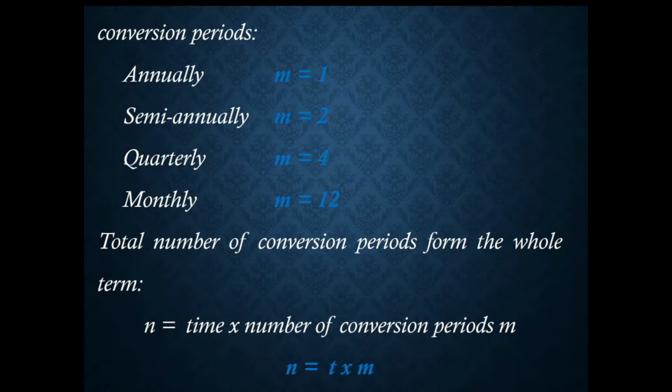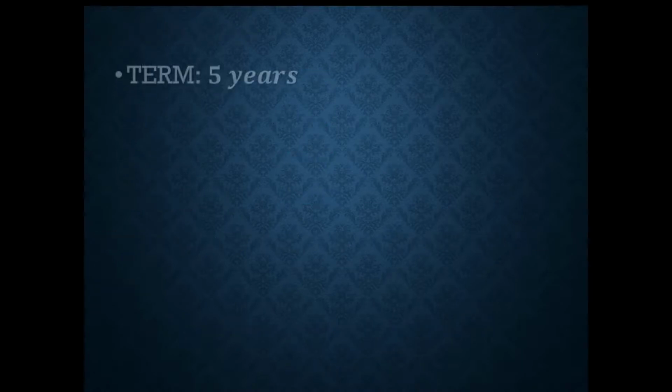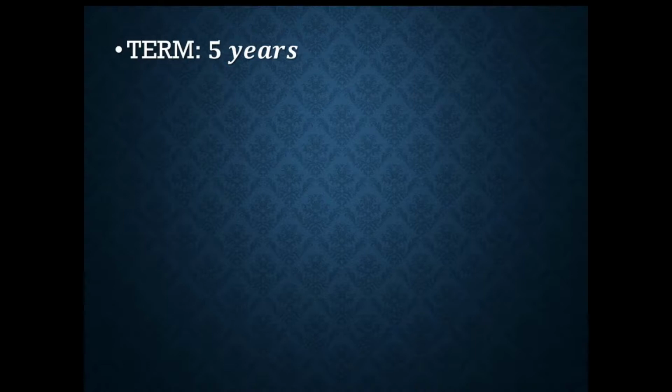So for other references like other books or other videos that you might see or watch, there might be a different notation. But remember, n there, or the total number of conversion periods, is simply the product of the term and the number of conversion periods. Okay, so moving forward, let's say we have a term of 5 years.